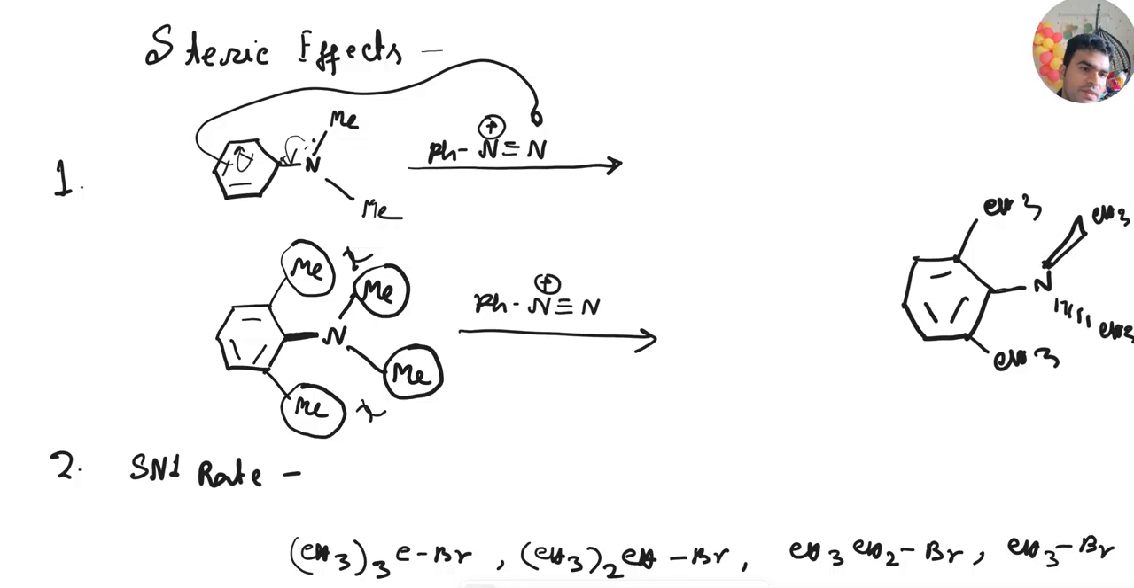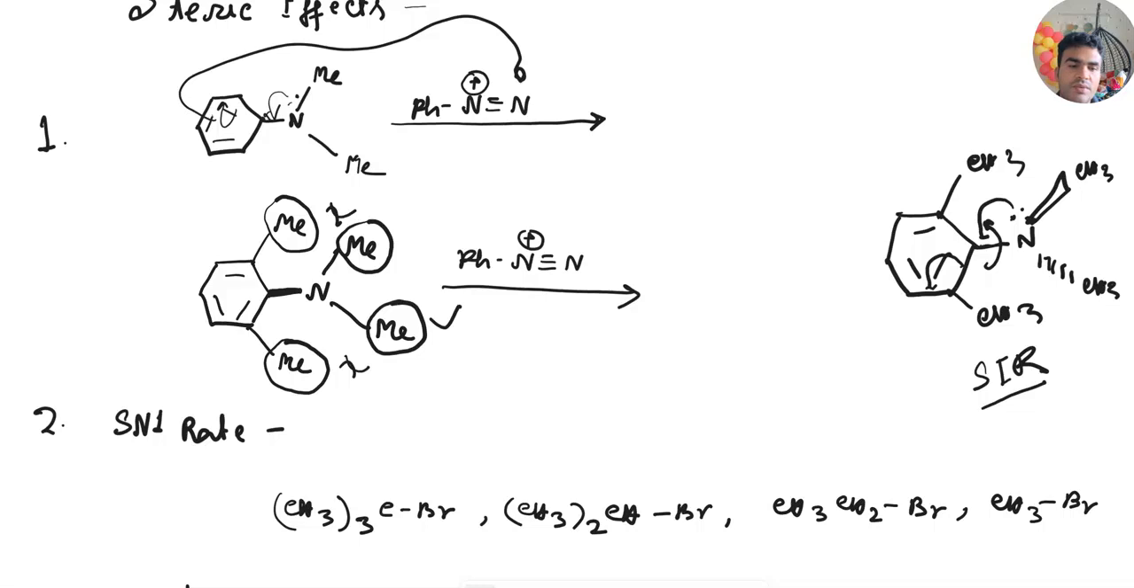So rotation will take place in this bond. Now, if it happens, then this lone pair of electrons of nitrogen cannot come into resonance with this benzene ring because those are not in the same plane. So this is called steric inhibition of resonance, SIR. Due to this, coupling will not take place for this amine. So this is one example of steric inhibition of resonance.